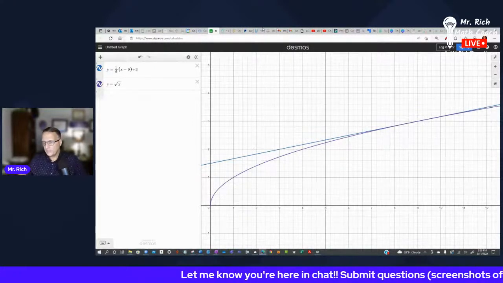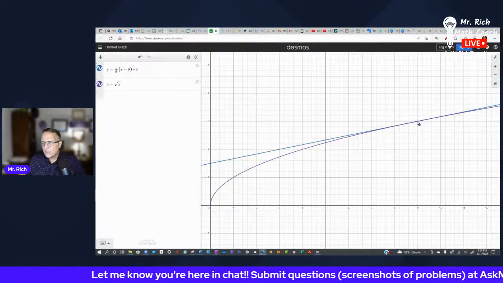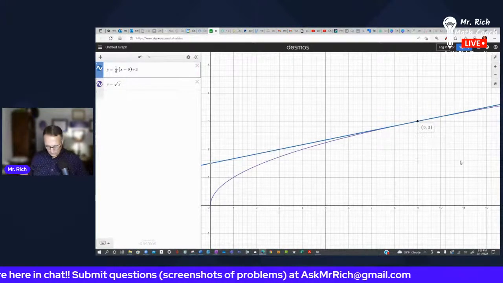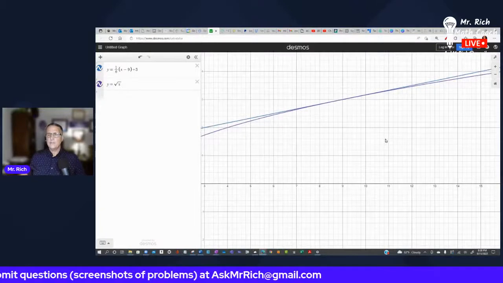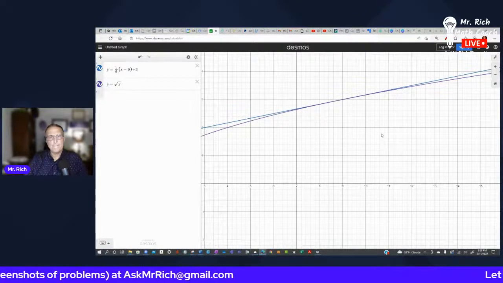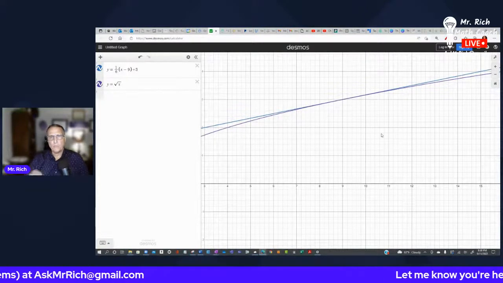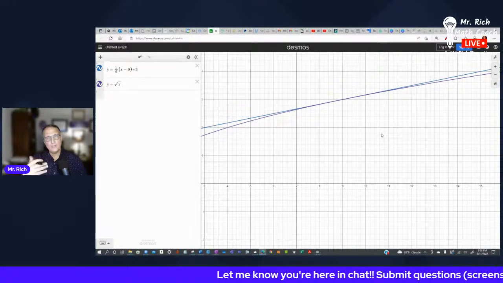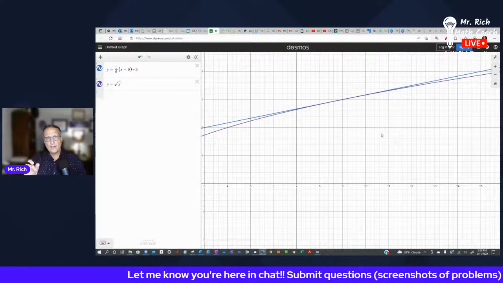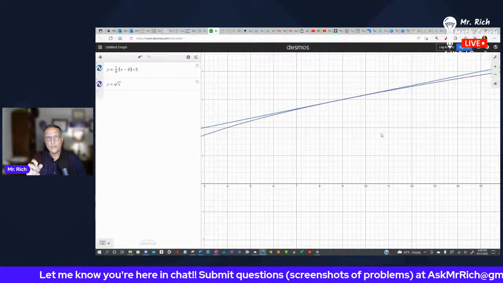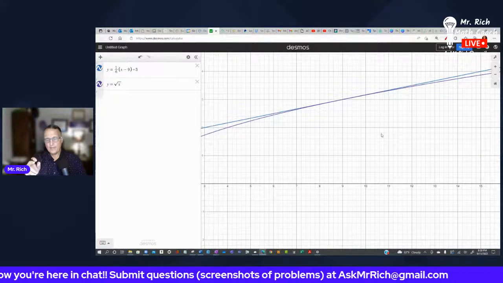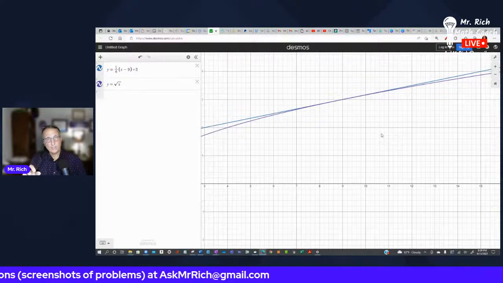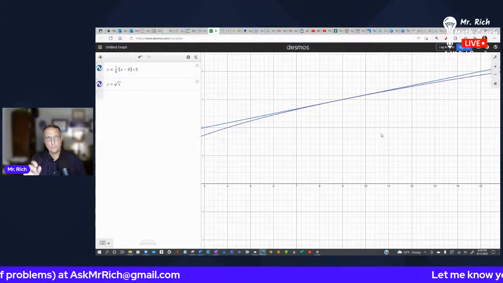And if we come out here to 9, Desmos knows that I'm probably interested in that point, so it allows it to stick right there. And you can see that that is the tangent line right there. Now let me tie this back to what we talked about back in Unit 1. The slope of that line is the instantaneous rate of change of the function at x equals 9. That's what the slope of the tangent line represents. It represents instantaneous rate of change.